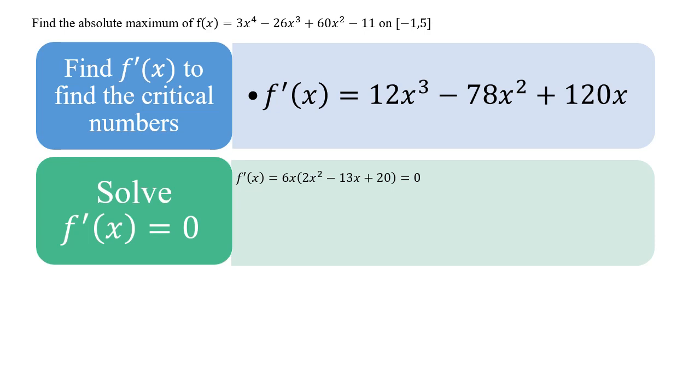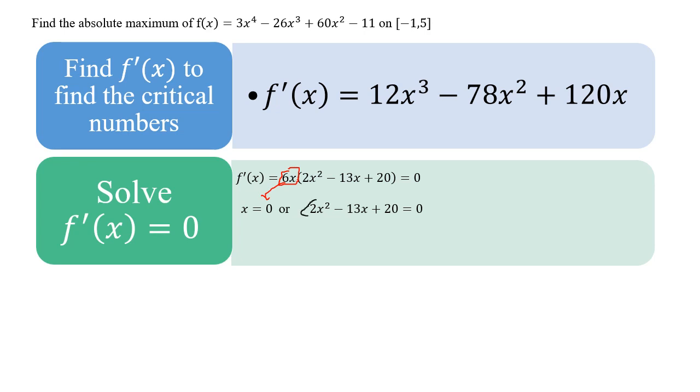So we have a product equals 0, which means either the first expression is 0, so 6x is 0, that means x is 0, or 2x squared minus 13x plus 20 equals 0. This is a quadratic that maybe can be factored, so we're going to see that.